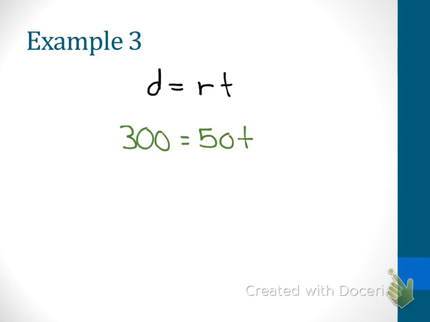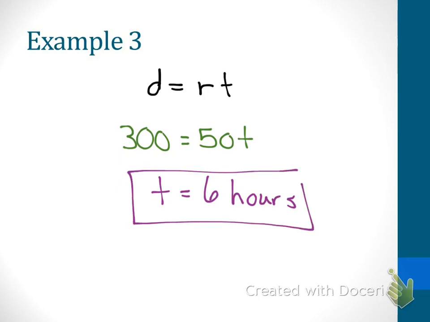So I have 300 equals 50t. And now, yes, I can just ask myself, 50 times what number equals 300? And it's 6. So t equals 6 seconds, 6 minutes, 6 hours? Because the problem tells me miles per hour, it's going to be 6 hours. All right, now I want you to do your turn now, number 8. It's very similar to this, and then we'll check it and we'll be done.